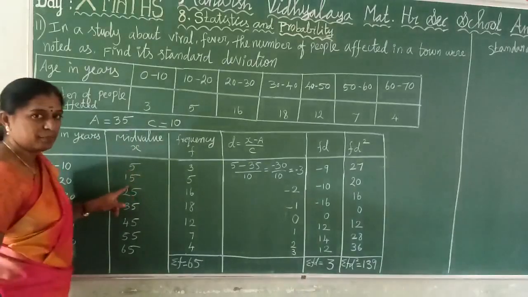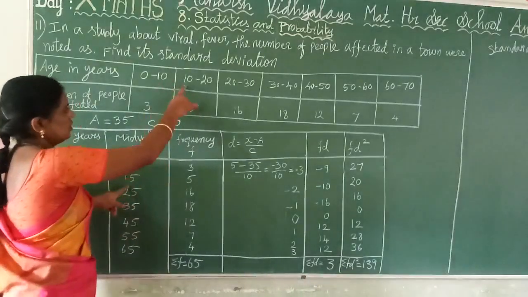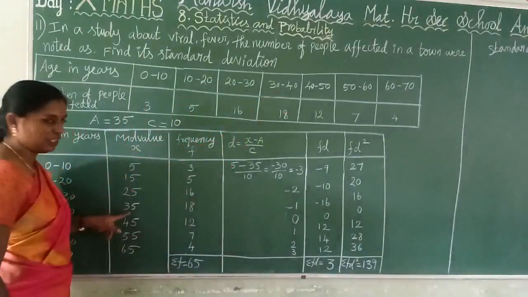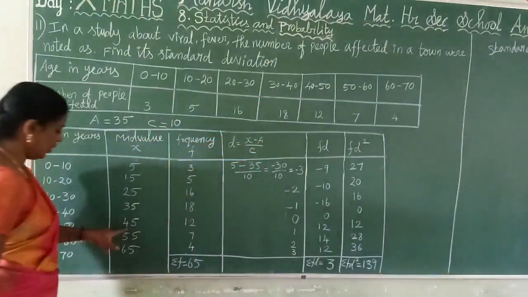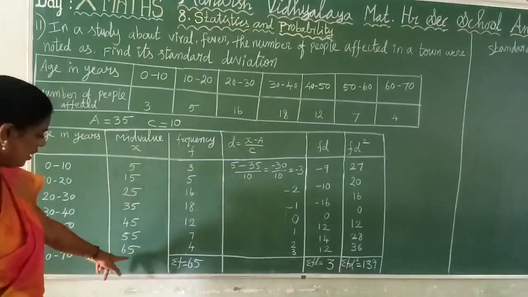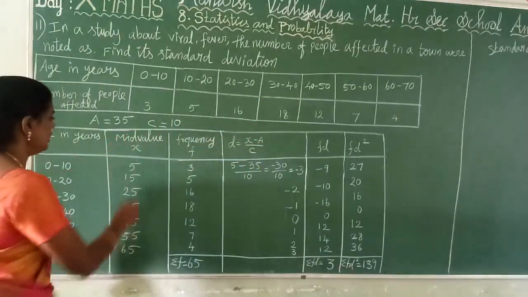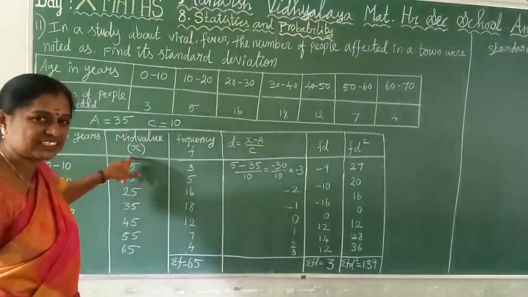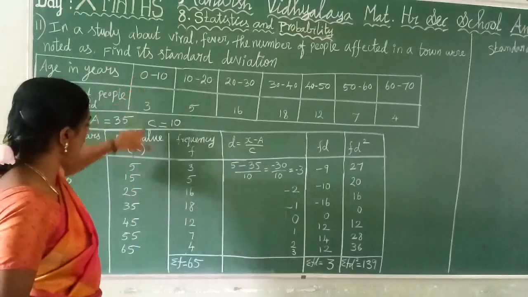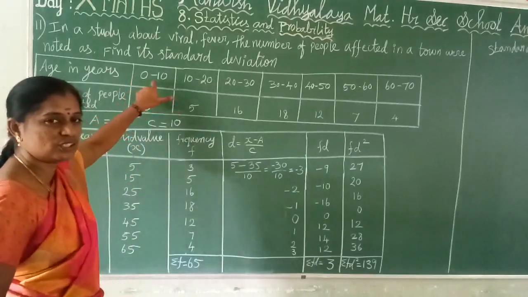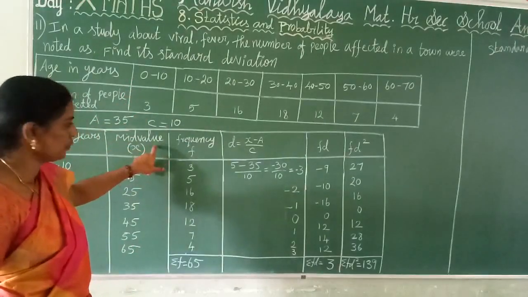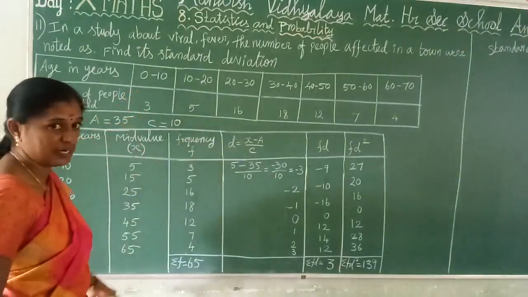10 to 20, mid value is 15. The same thing for the other intervals. 20 to 30, mid value 25. 30 to 40, mid value 35. 40 to 50, mid value 45. Next 50 to 60, mid value 55. 60 to 70, mid value 65. Before, x was directly given, but in this question, instead of the x value, the interval is given. So this interval is converted into x using the mid value. Clear? All interval-type questions use the same model.